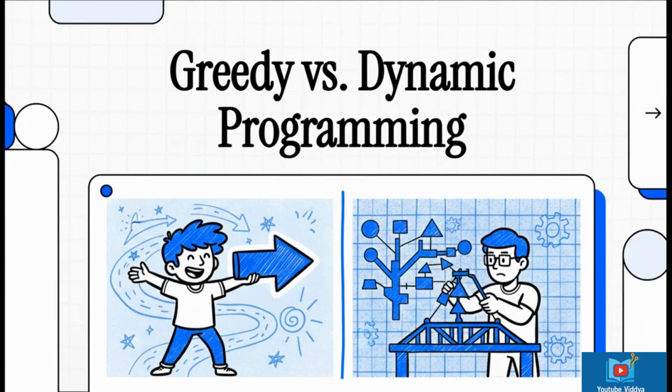Welcome to The Explainer. Today, we're going to break down two really powerful algorithmic strategies, the greedy approach and dynamic programming. If you're a computer engineering student, trust me, you absolutely need to know the difference.